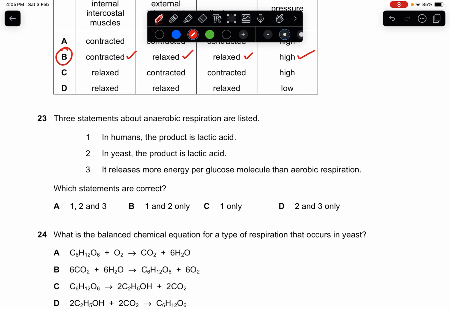Question 23. Three statements about anaerobic respiration are listed. Which statements are correct? Let's see. In humans, the product is lactic acid. Correct. In yeast, the product is lactic acid. No, it should be alcohol or ethanol. It releases more energy per glucose molecule than aerobic respiration. No, only aerobic produces more. So the answer for this question is C.